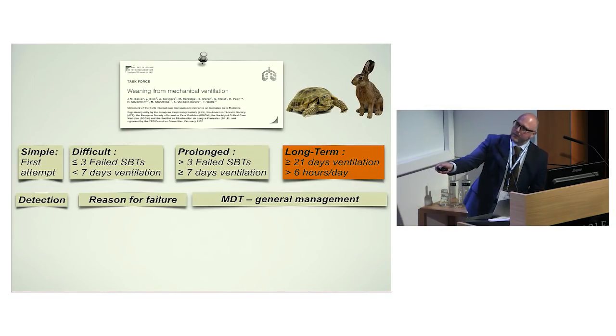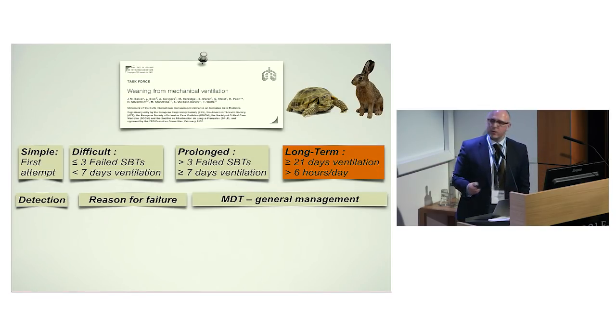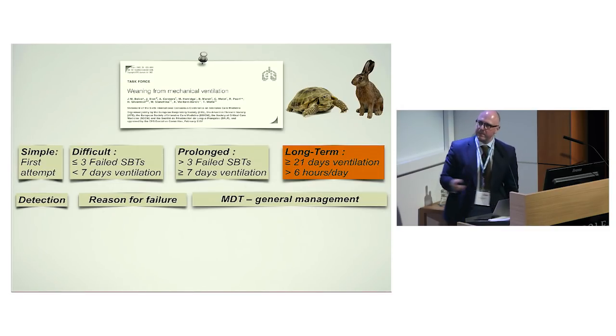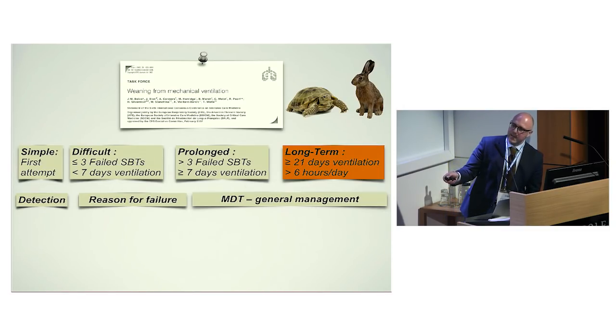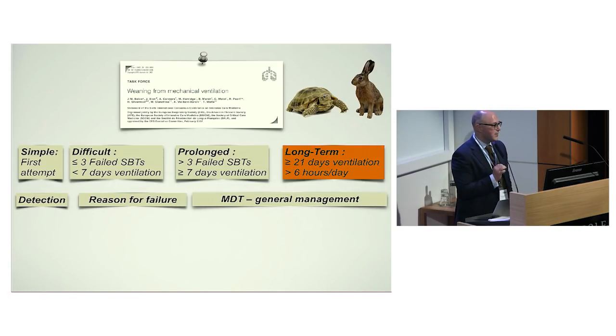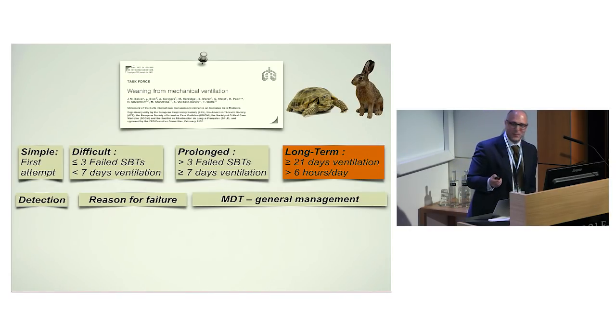Okay, so the first one is simple patients. These are patients who do a spontaneous breathing trial, and at the first attempt they pass the spontaneous breathing test, and they can be extubated. So it's important that we detect when they are ready. We need to give them the chance to prove themselves able to be extubated. Then difficult is when you've got up to 3 failed SBTs or up to 7 days.